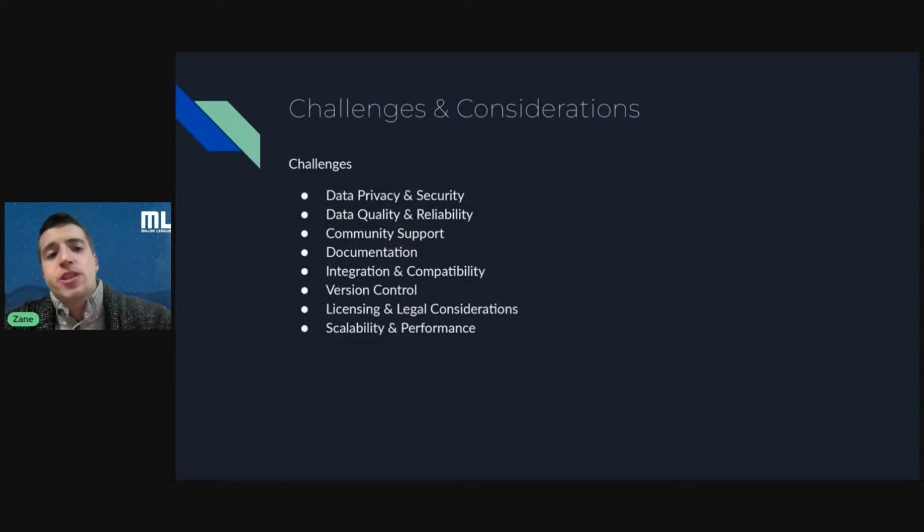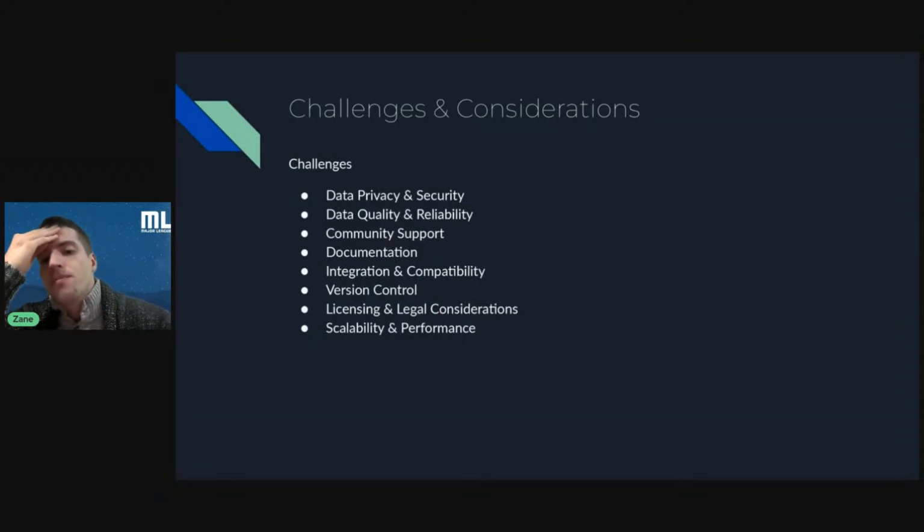So for data privacy and security, which we talked on a bit just now, data science tools and libraries may not provide built-in data security features. Data scientists and organizations need to ensure that sensitive, confidential data is properly protected. Another challenge is data quality and reliability. Data sets and libraries can vary in quality, accuracy, and reliability. Data scientists must carefully evaluate the data sources and be prepared to clean and pre-process data to ensure its quality.